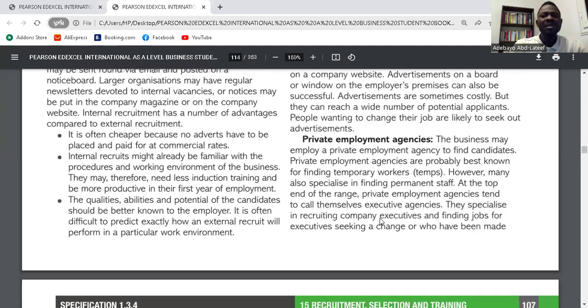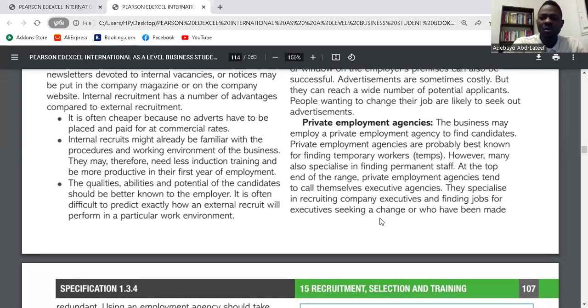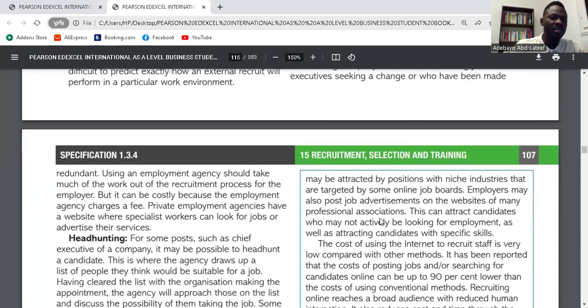Private employment agencies. The business may employ a private employment agency to find candidates. Private employment agencies are probably best known for finding temporary workers. However, many also specialize in finding permanent staff. At the top end of the range, private employment agencies tend to call themselves executive agencies. They specialize in recruiting company executives and finding jobs for executives seeking a change or who have been made redundant.